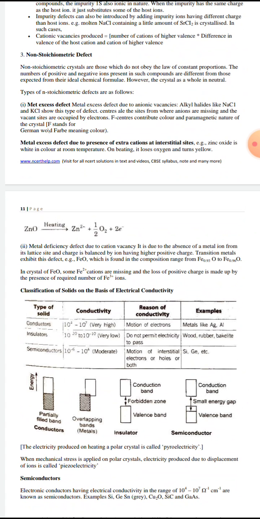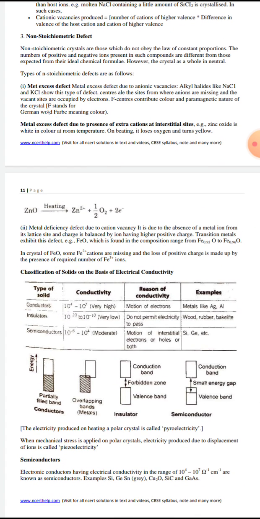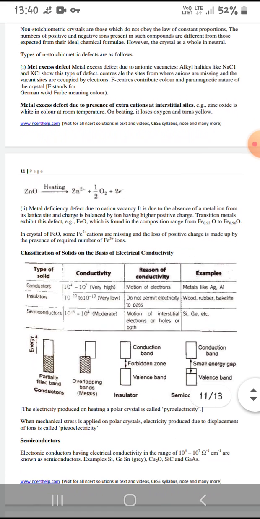Next is metal deficiency defect due to cation vacancy. It is due to the absence of a metal ion from its lattice site, and the charge is balanced by an ion having a higher positive charge. They balance the charges.